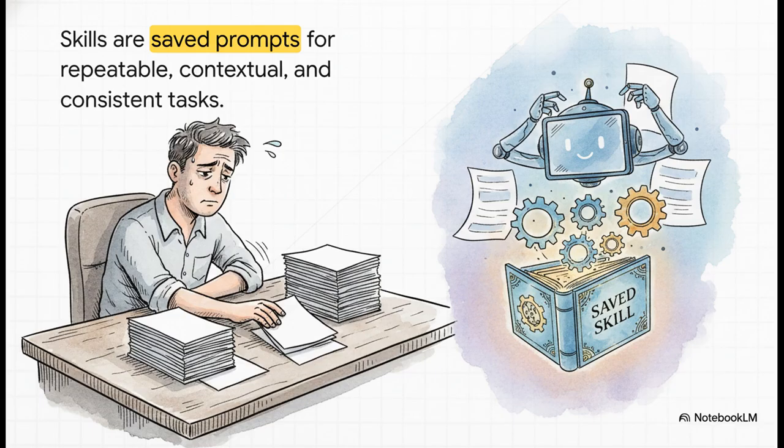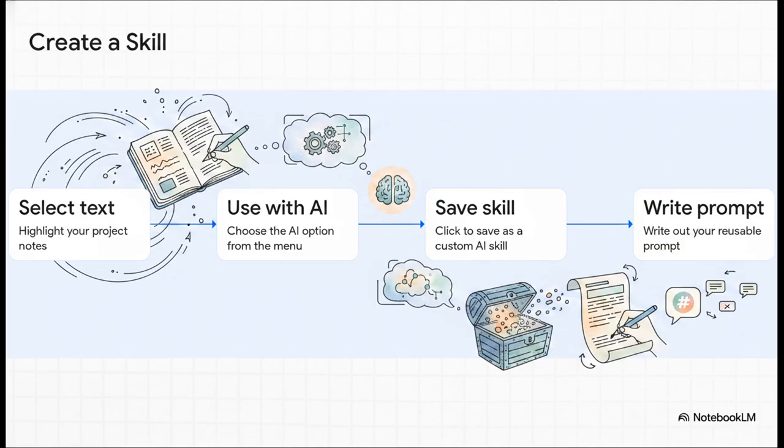If you ever find yourself copying and pasting the exact same prompt twice, like asking an AI to extract action items from a meeting note or draft a weekly project update for your Slack channel, it desperately needs to become a custom skill. And honestly, it is so easy to turn any text selection into a reusable custom workflow action. Let's walk through this step by step.